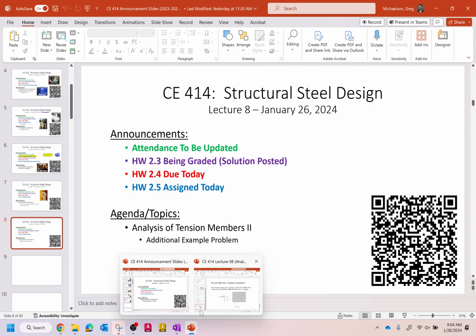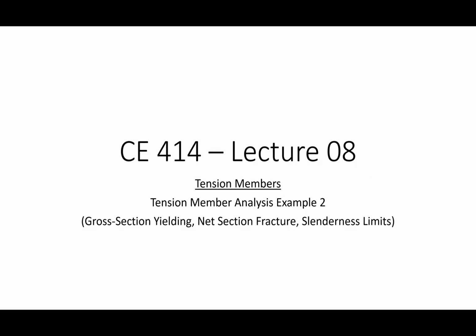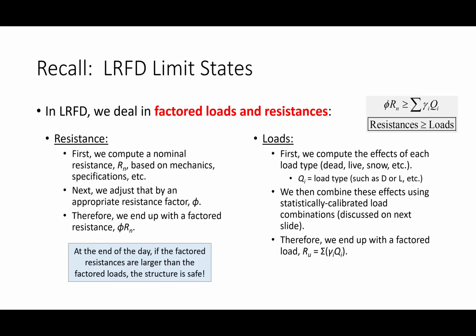Okay, so I'm going to go through this part real quick, because this slideshow is pretty much a copy and paste from lecture 7, except for the last slide, because it's all the same. So let's just make sure that we're clear. In LRFD, we're dealing in factored loads and factored resistances. I had been mentioning this for a while, and I think probably now you finally get what I'm talking about: we're going to look at the limit states and compute capacities according to them, and then we're going to look at our factored loads, and then we're going to see how they compare, okay?